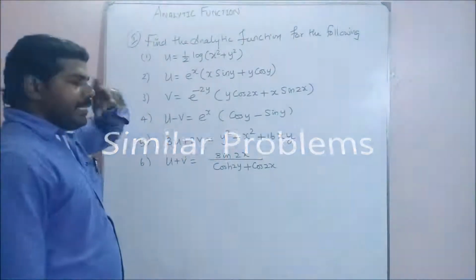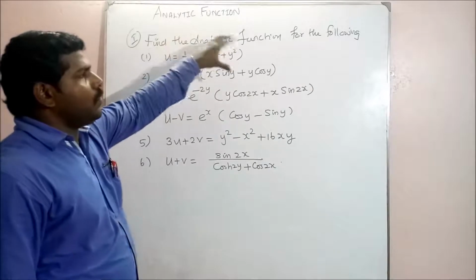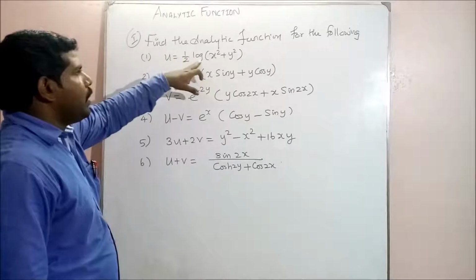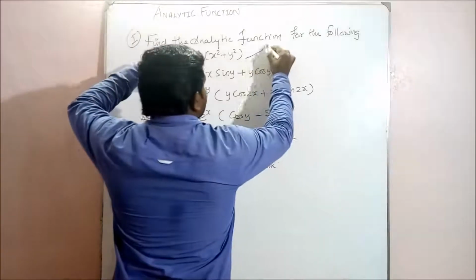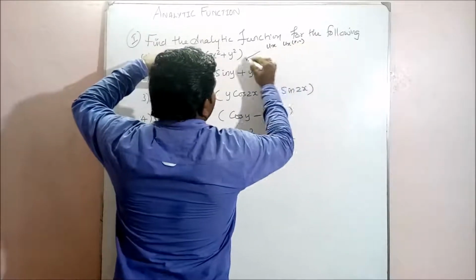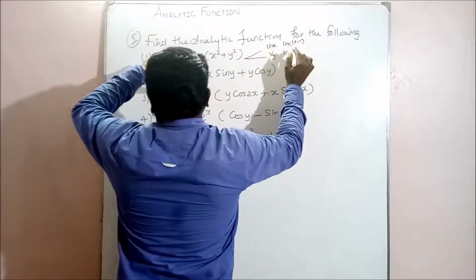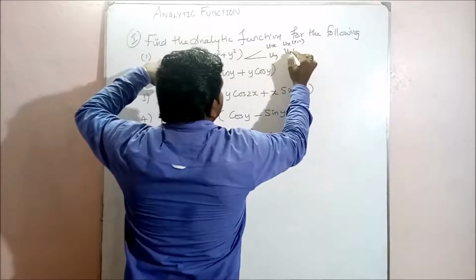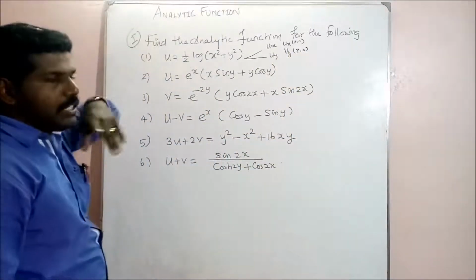So let us work out a problem like this. Find the analytic function for the following values. So u equal to 1 by 2 into log of x square plus y square. Here the real part is given. So calculate u x, calculate u x of z, 0, calculate v y, so v y of u x, u y, calculate u y of z, 0. So apply Milne Thomson formula, you will get the answer.